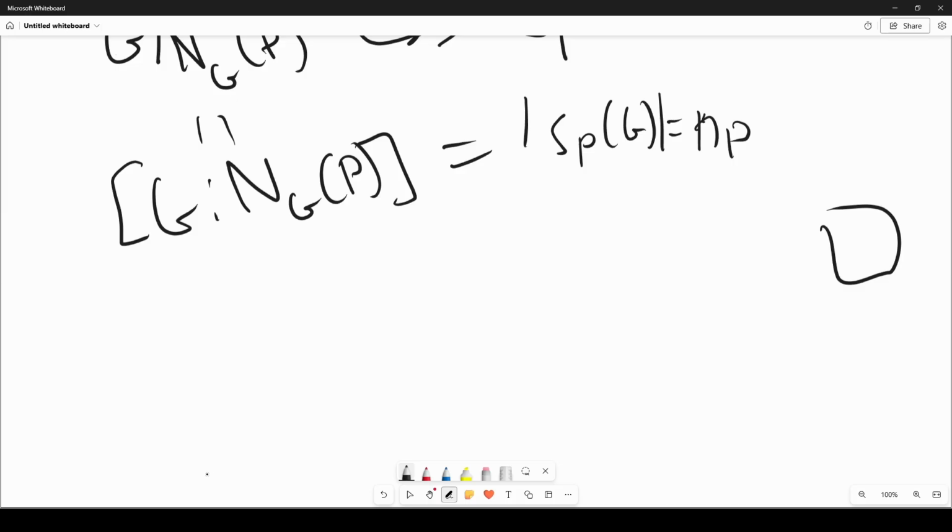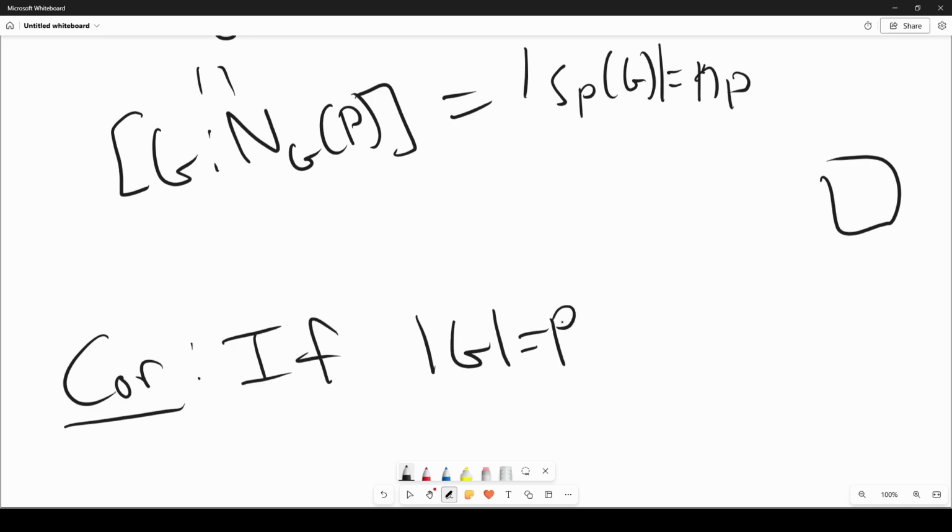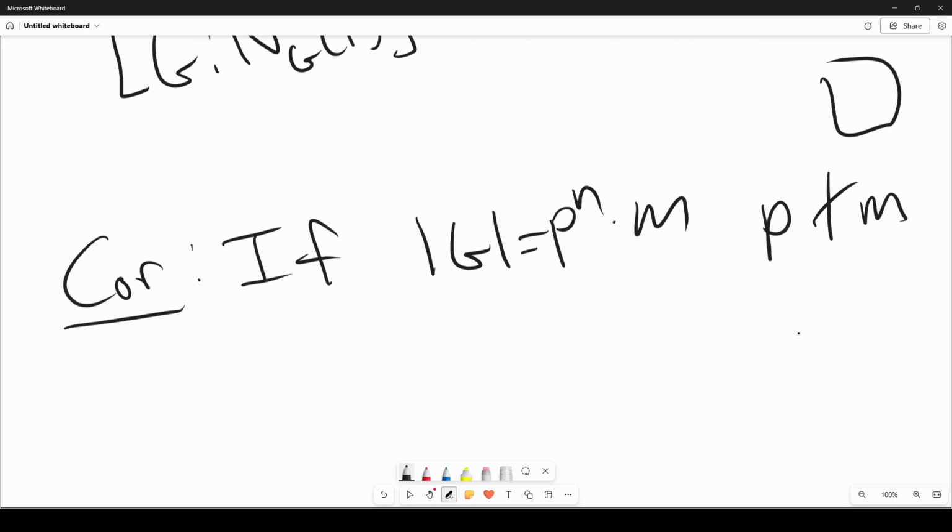So you know how I mentioned that in practice it's kind of hard to find exactly what this index is. So in practice it's hard to determine what NP is from this. Well, there are some tricks we can derive from this which make it easier for us to determine what NP is, and it helps us whittle down the possibilities. So here's a corollary. If the size of G equals p to the n times m, where p doesn't divide m, then we get that np has to divide m. So that tells us basically I only have a finite amount of possibilities for what np can be. If np has to divide m, this limits those possibilities.